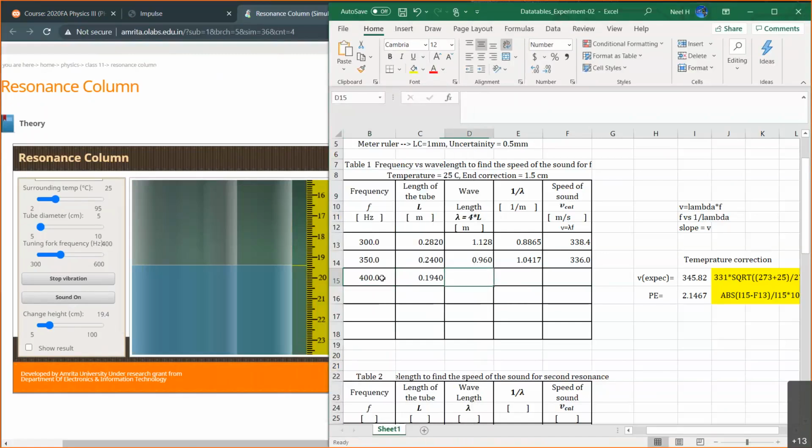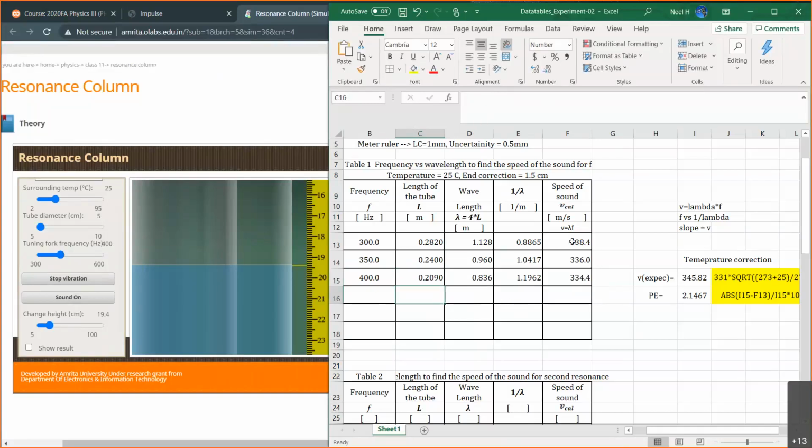19.4 means 0.1940, right? And in this calculation, we should do the end correction. End correction means this L value has to be corrected with 1.5. So I have to add that, which means like for the previous one, if you want to add anything, always make sure you put the equal sign in front and then plus. I'm in units of meters, right? Because of that 1.5 means 0.015, in meter scale.